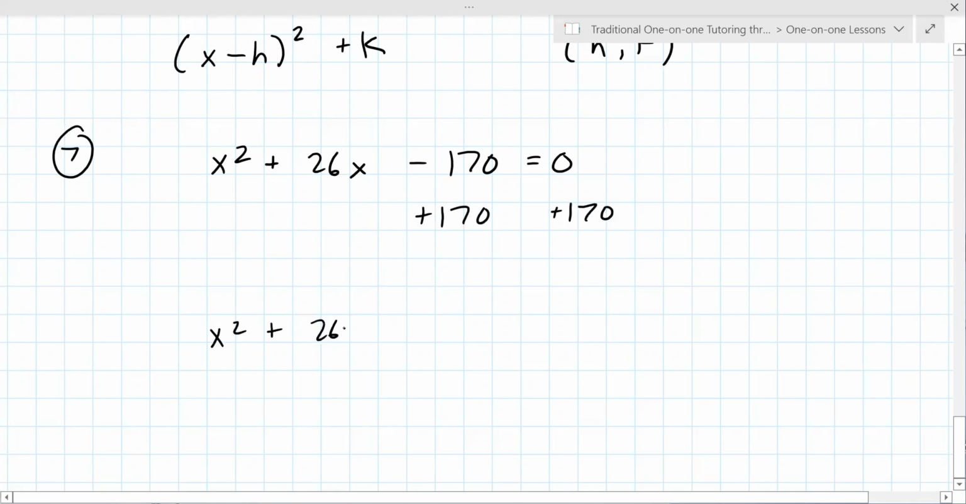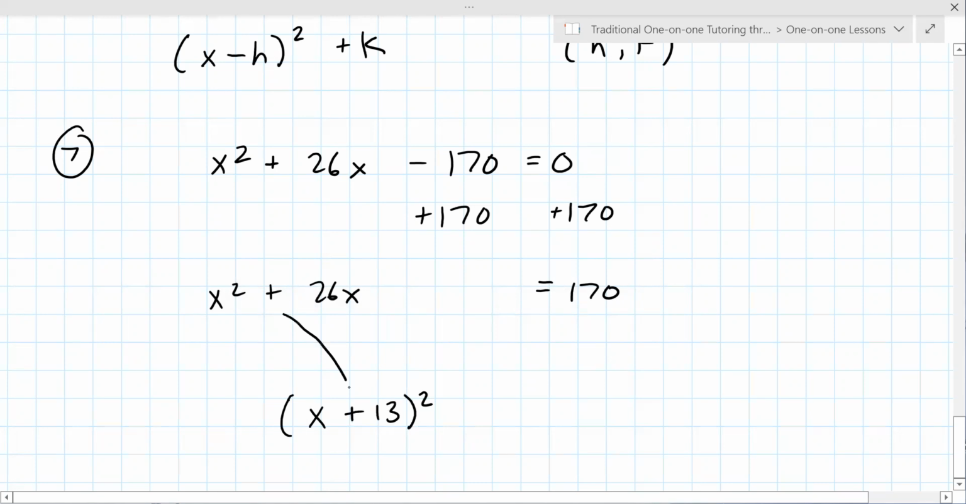Now, it could also be the case that sometimes they put a number on this right-hand side, but not for this one. Like instead of a 0, you could get a problem where there's another number over here. Then you do half of 26, right? So x plus 13 squared. And it's positive because of that plus there.